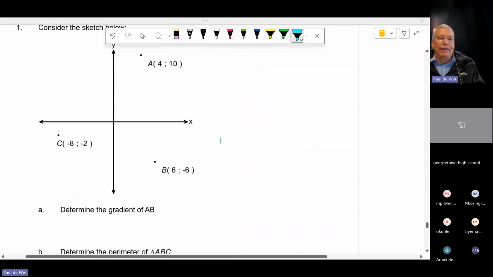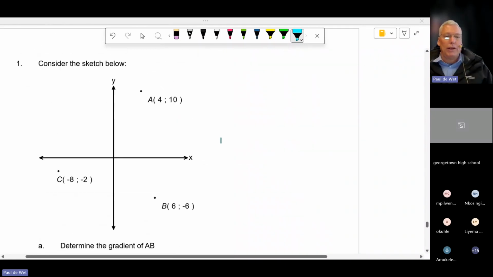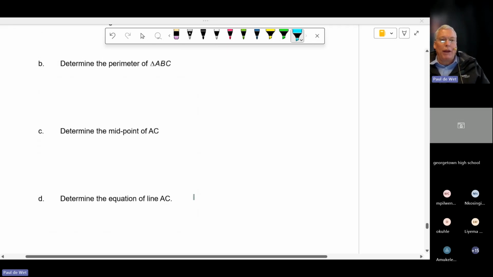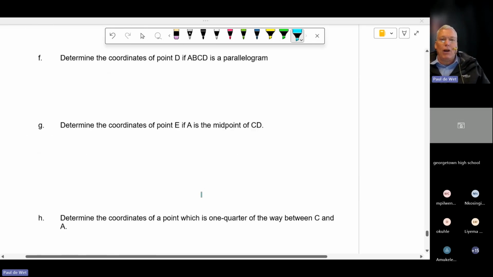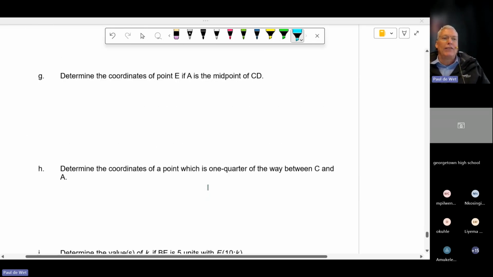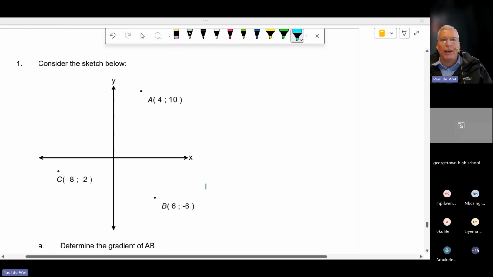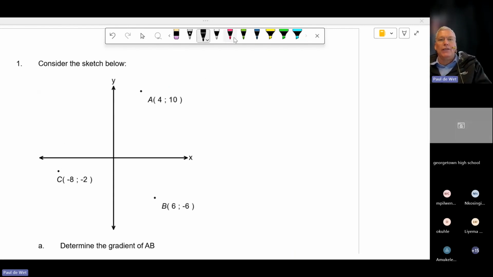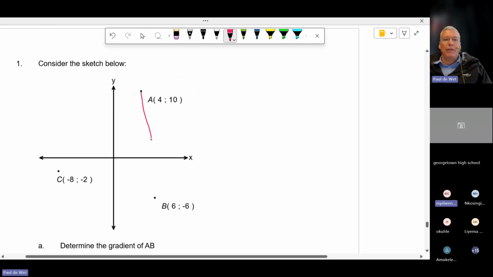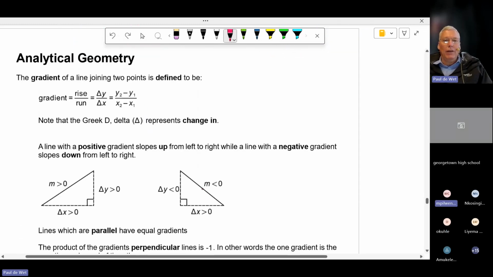Okay, let's look at this. I want us just to quickly do question 1 on this page. Sorry, let's just do 1A to D to start off with. 1A, B, C, D. You can talk to each other about it. The first question we are asking is, what's the gradient of AB, of this line? Guys, is it a positive or a negative gradient? Negative, definitely. It's going downhill.